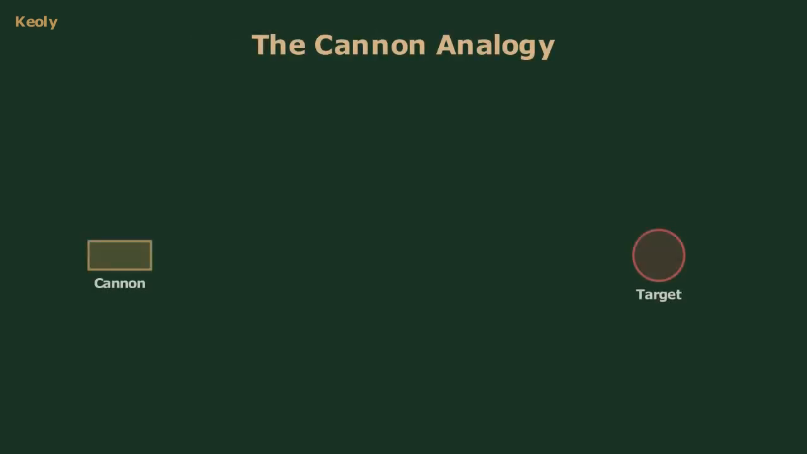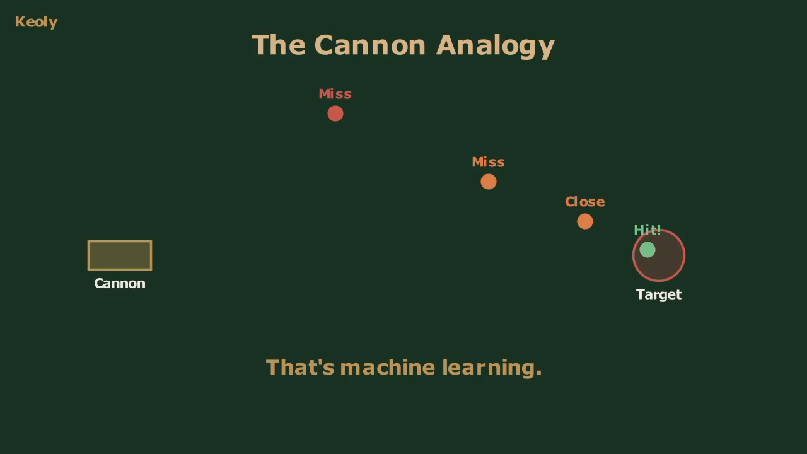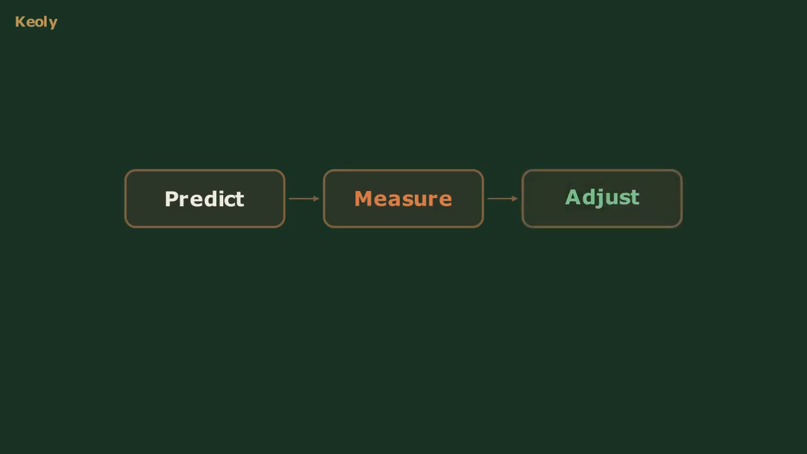Imagine you're trying to aim a cannon. At first, you fire it at random. The shot lands somewhere. You measure how far off it was. You adjust the angle slightly, and you fire again. Still off. Adjust again, fire again. After hundreds of adjustments, you start hitting the target. That's machine learning. A neural network fires a prediction, measures how wrong it was, adjusts its numbers, and tries again. Millions of times.